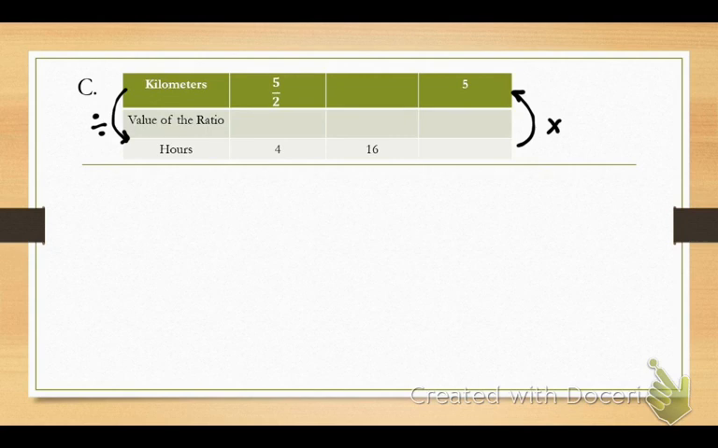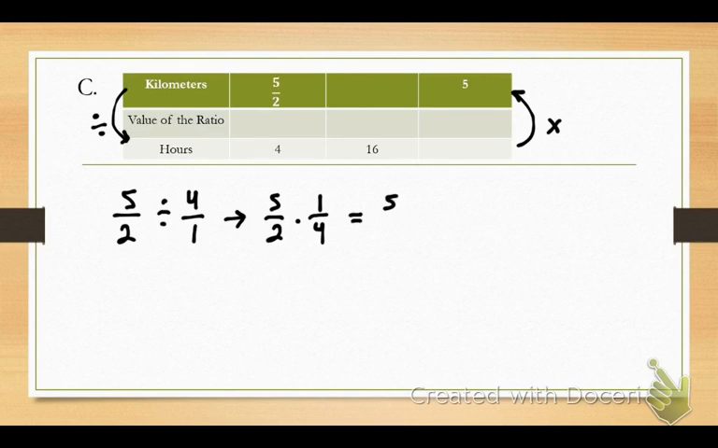So here's the deal. If I am going from the top to the bottom, what do you do? You divide. I am dividing, okay? So this is going to be 5/2 divided by 4 over 1, which means I have to KFC. A lot of people forgot to do their KFC, okay? If you remembered, what's the value of the ratio? 5/8, okay? So once you've figured out that the value of the ratio is 5/8, that is the value of the ratio for the entire chart.